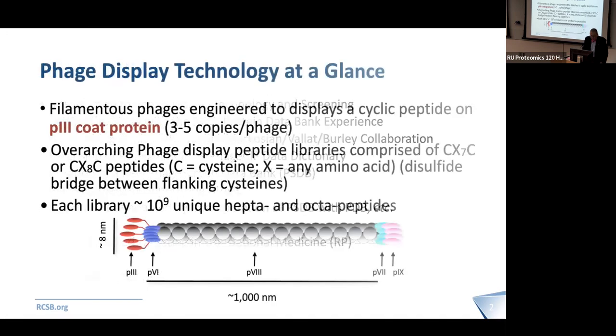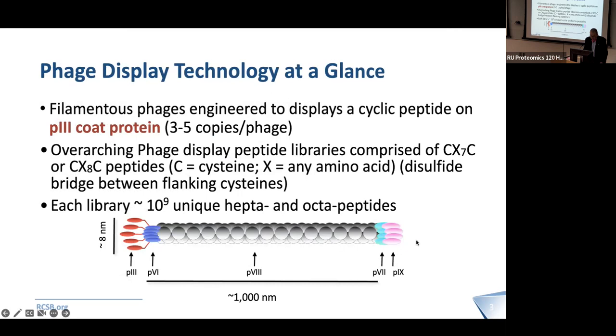So let me just show what will be a familiar slide, that of the structure, at low resolution admittedly, of a filamentous phage. This is a virus that only infects bacteria that can be used for displaying peptides on various coat proteins, and specifically the coat protein that's going to be used in the cases that Renata will describe the biology of in detail. It'll be the P3 coat protein, which is present at one end of the phage, with copy numbers ranging from 3 to 5 typically.